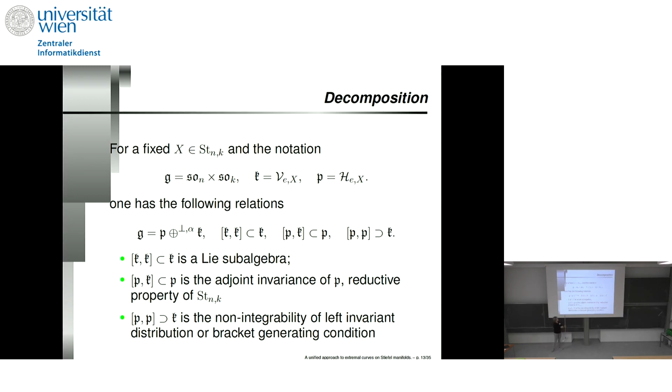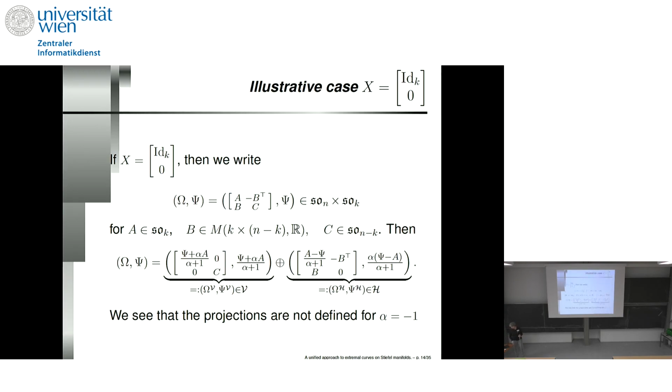And this is just, in other words, complete non-integrability of this left invariant distribution, or the bracket generating property. It depends on the people, on the science. I will come to that later. But anyway, this is something concrete, just an example.